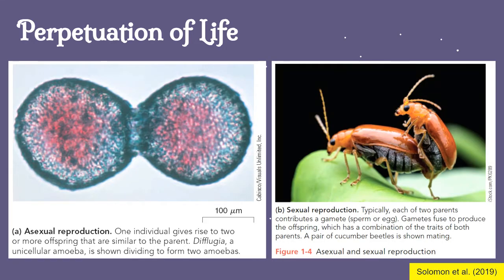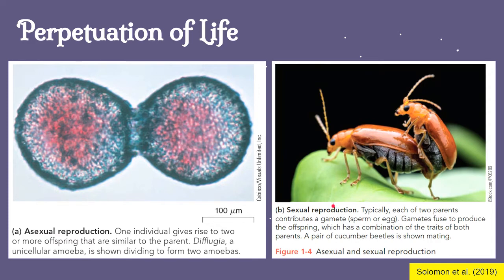Asexual reproduction is a type of reproduction wherein one individual gives rise to two or more offspring that are similar genetically to the parent. Okay? We see here Difflugia, a unicellular amoeba, dividing to form two amoebas after this division, after this binary fission.